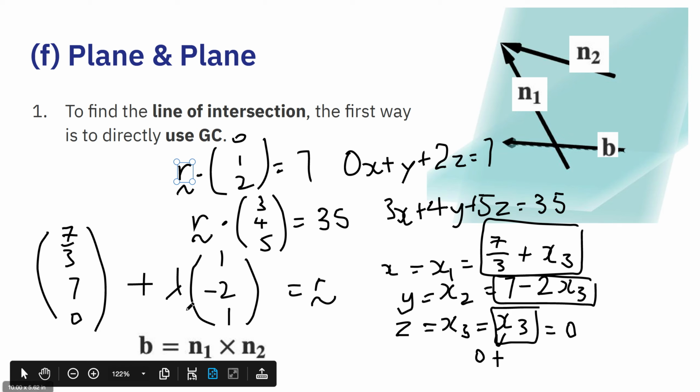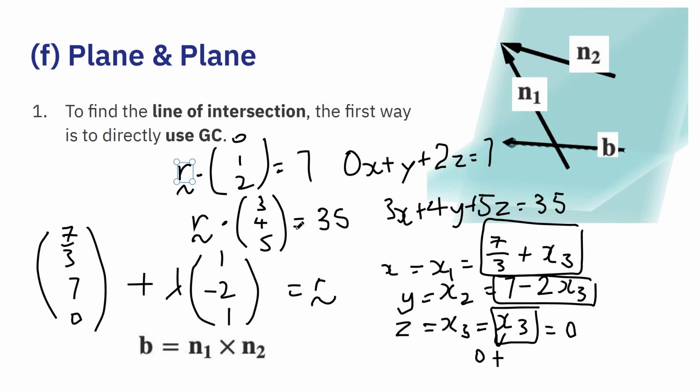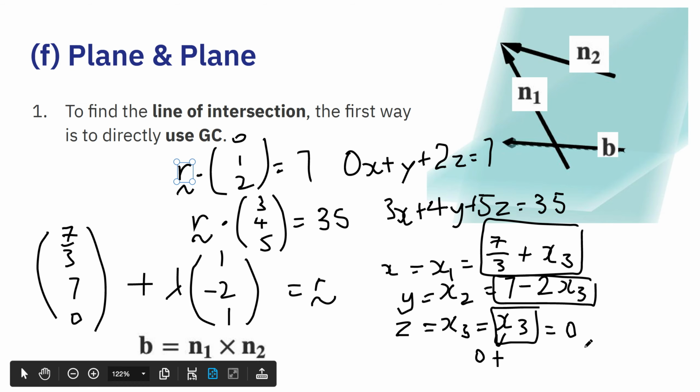So if we substitute different values of lambda, here your lambda is basically your x3. So when you sub in different values of lambda, you'll get different points that lie on the line, but this is the fastest and quickest way to find the line of intersection between two planes. Just look at what the calculator outputs and copy it out in this form.